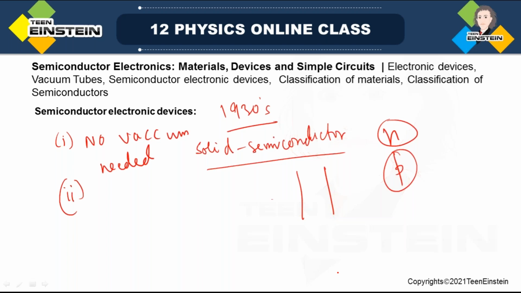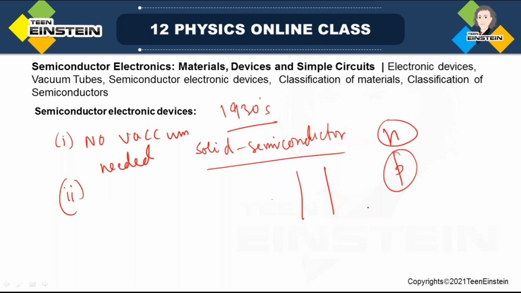And solid semiconductor devices are actually very small in size, first of all, and you need very less power to operate them, and their lifetime is also very high because there is no vacuum, no much heat, or external condition changes in the semiconductor devices when it works. So that's why it has a greater lifetime.